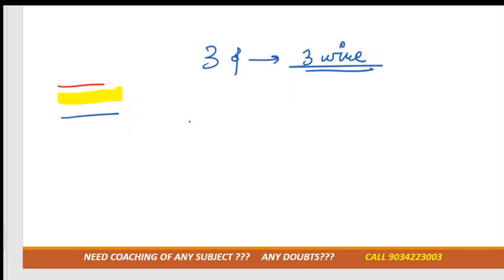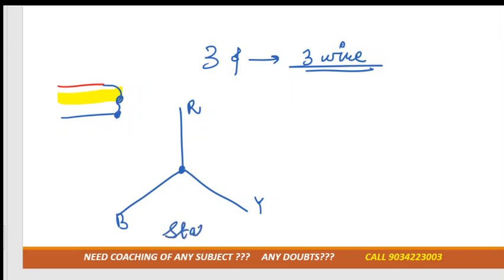How can you connect? One method is that you can connect all the three wires with a single node. It will look like this, this is for R, this is for Y, and this is for B. You connect all the three wires with a single point, so it looks like a star connection. That's why it is named a star connection.